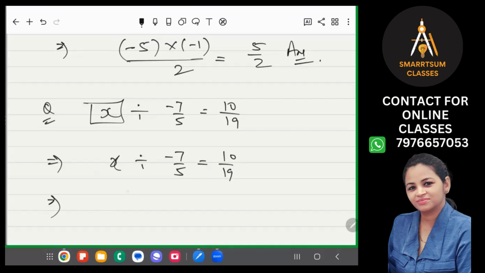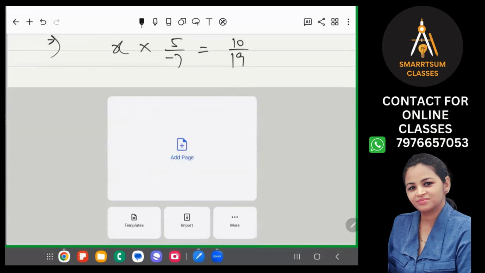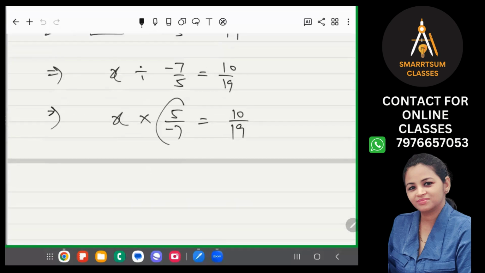Now, again, what we will do? We will first convert this division into multiplication. You can do it this way. So you can write it as x into 5 by minus 7 is equal to 10 by 19. Now, to find the value of x, you have to take this rational number to the other side, right? When you are taking the number to the other side, it will go in division because it is in multiplication with x. So write down 10 upon 19 divided by 5 upon minus 7.